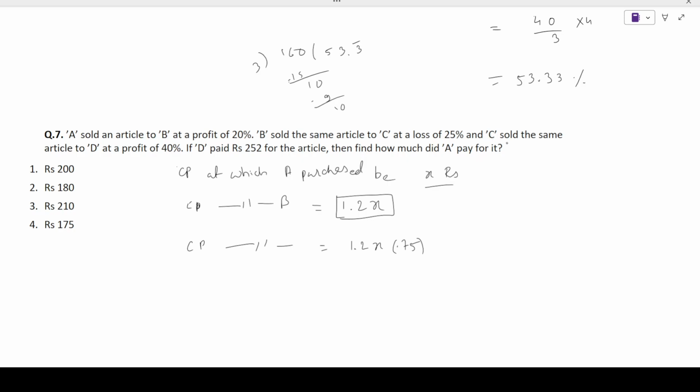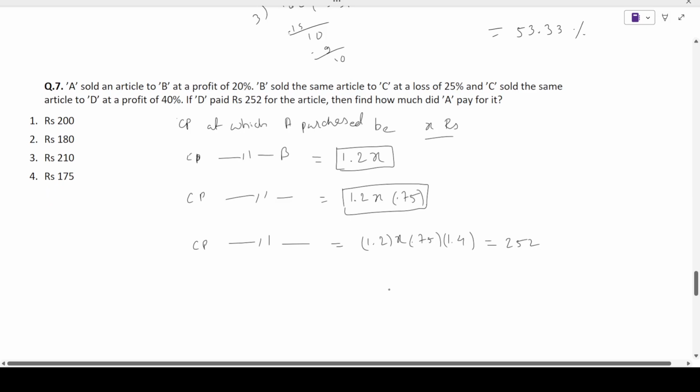And now C is selling the same article to D, that is the cost price at which D is purchasing this article is at a profit of 40% from this price. So it can be 1.2x into 0.75 into 1.4. This is the cost price at which D is purchasing, and he is paying rupees 252.